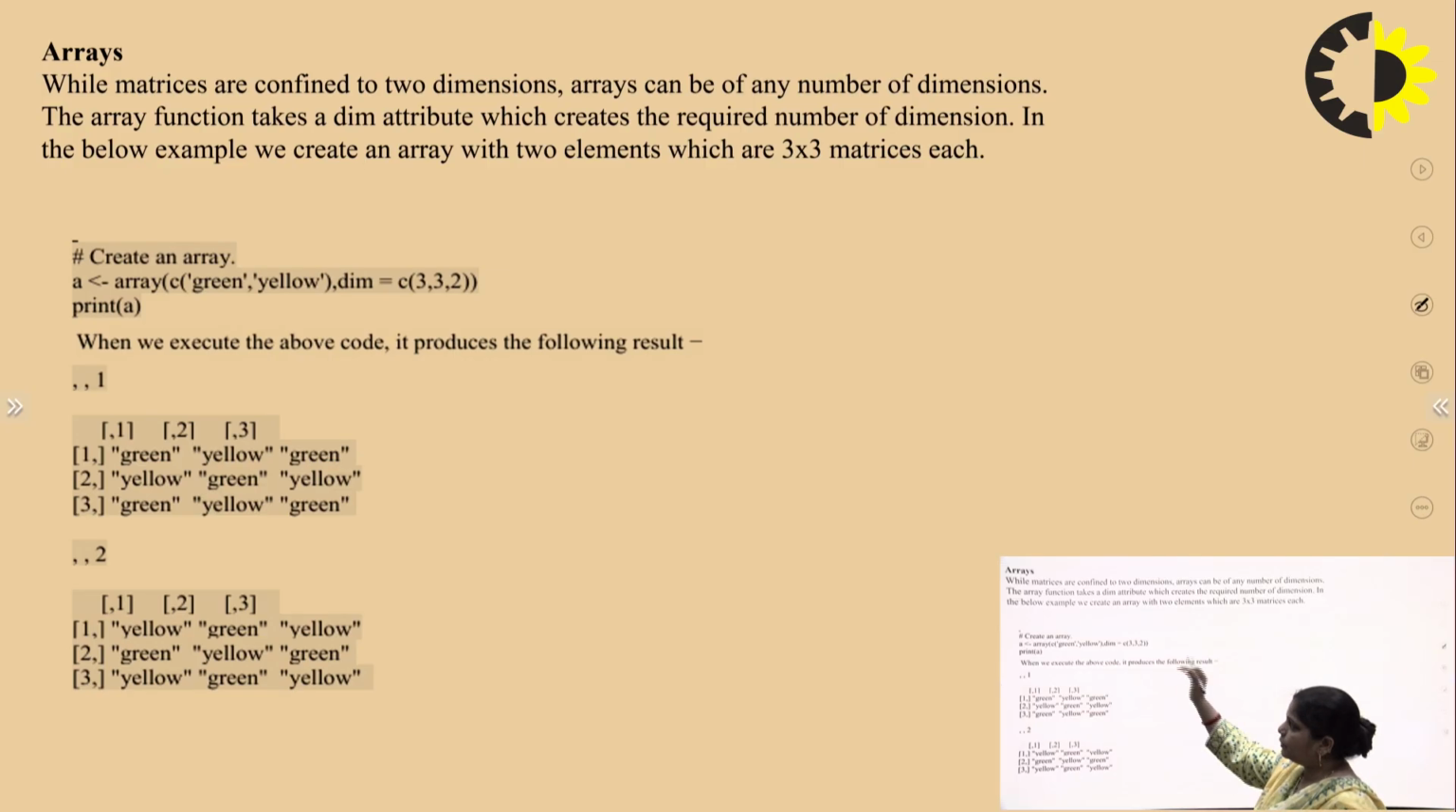First of all, we create an array, a. Inside this array we have the c function, with 2 values, green and yellow, and with the help of the dim attribute we have another vector that gives the values 3, 3, 2. So when we execute the above code, it produces the following result: first, it has a 3 by 3 matrix, 3 by 3 matrices.